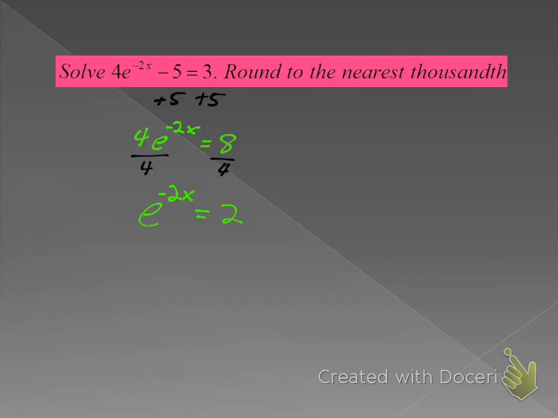Now that you have it isolated, you want to get rid of it by introducing its inverse. And e's inverse is natural log. So just like last section, you can take a natural log of both sides. But the key is you have to do it to both sides, correct?